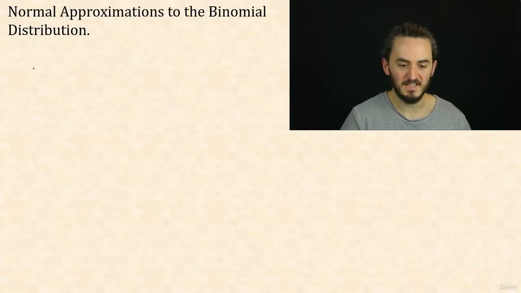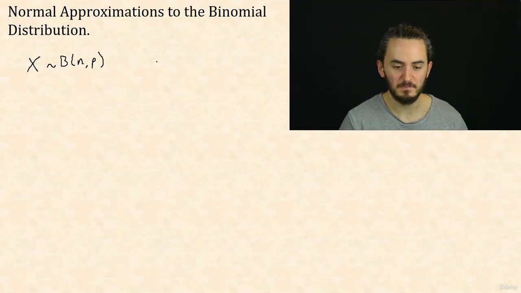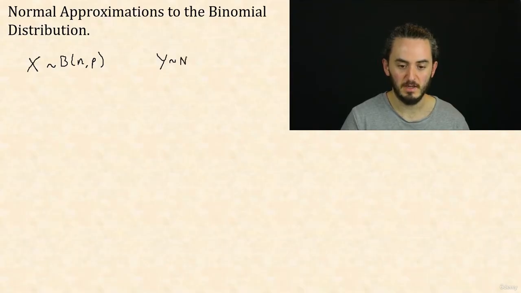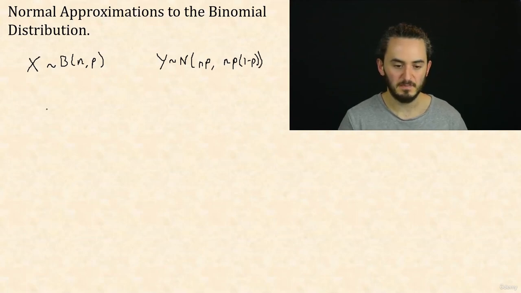Let's have a look. So we've now seen that if you have a binomial distribution with n trials and probability p, then you can form a new distribution, a normal distribution, let's call it y, that looks really similar, where your mean is n times p and your variance is n times p times 1 minus p. How big does n need to be?